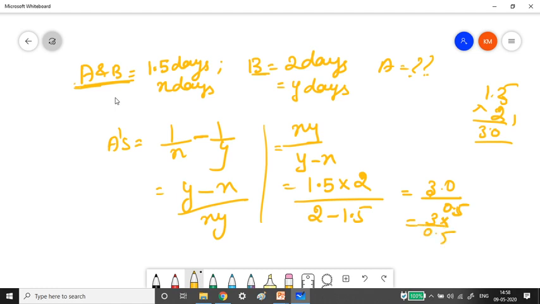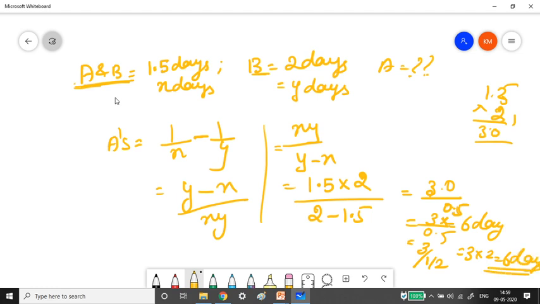Can you have any guesses how to solve this problem? 3 divided by 0.5 gives you the answer as, do you have any guesses? So it is 6 days, right? It is obvious, right? 3 divided by 1 by 2, which is equal to 3 into 2, which is equal to 6 days.